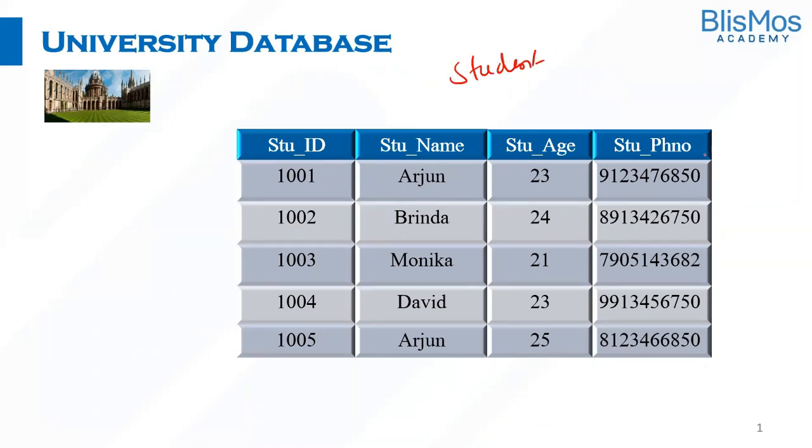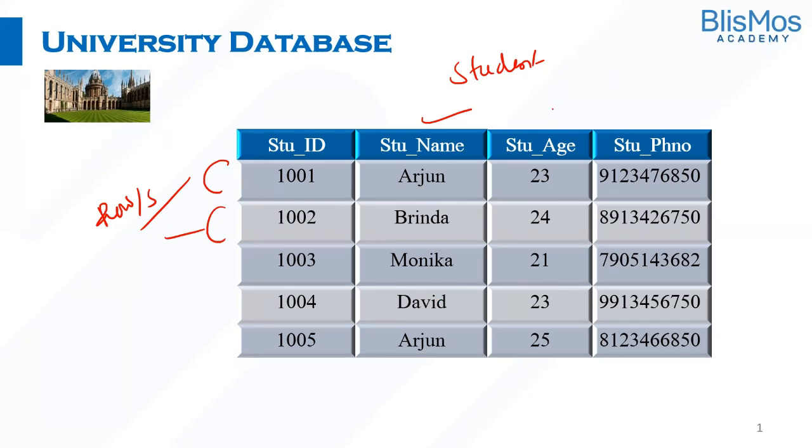So in this table, all of us agree that we need to have a mechanism to identify a row or rows uniquely. Let us see what are the columns which we can choose to identify each row uniquely. Let us start with student name. We have Arjun, Brinda, Monica, David, and Arjun. Look at this. There are two Arjuns. What is it that we are trying to do here? We are trying to identify a row uniquely. Can we do that by a student name? No, because we have two names here.